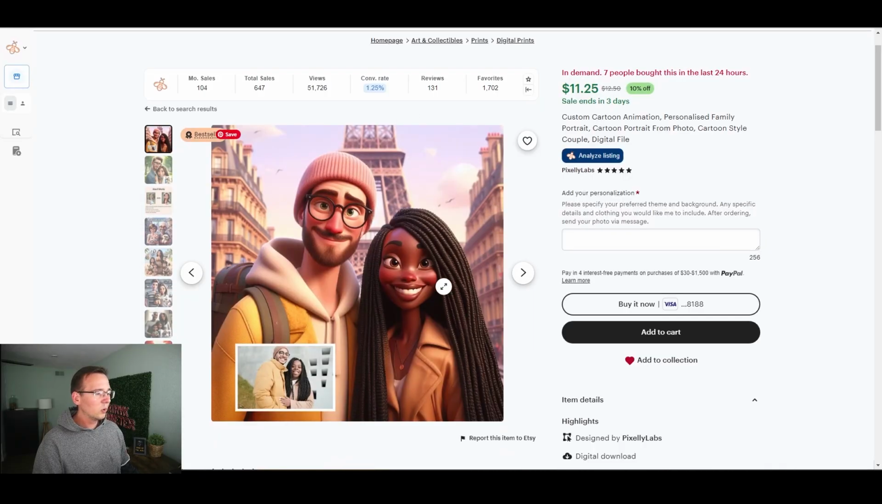So let's say you want to sell these Pixar style clip art. This is what you want to do. The first thing that you're going to need is a prompt, like the style of the image. So we want the Pixar style image.